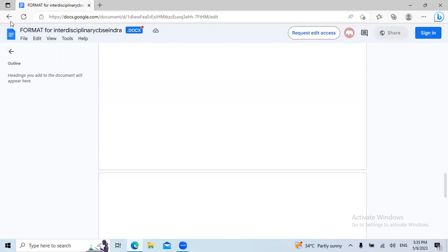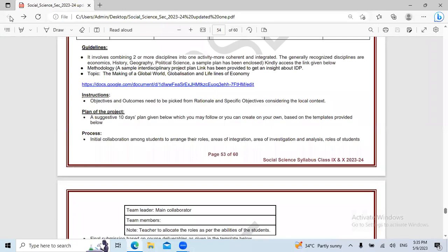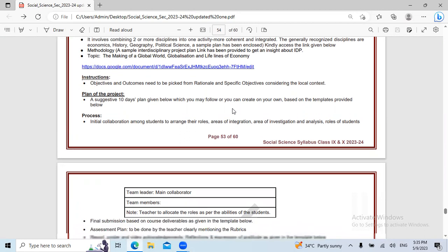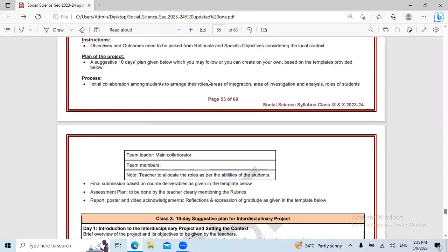Let us go back to the circular. See now, the instructions are given below. Objectives and outcomes need to be picked from the rationale and specific objectives, considering the local context. Plan: a suggestive 10 days plan is given below, which you may follow or you can create on your own based on the templates provided below.